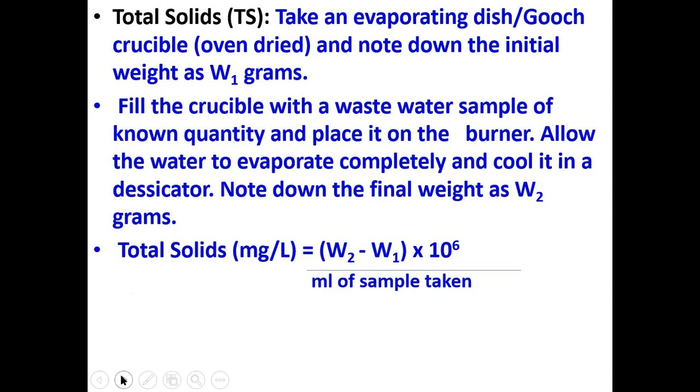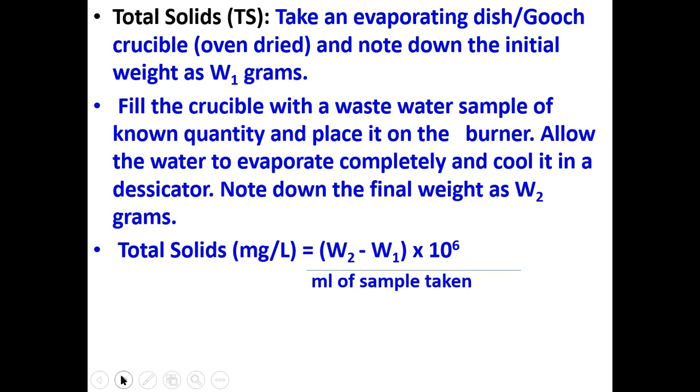This is the empty weight of the Gooch crucible or empty weight of the evaporating dish. You have to oven dry it to remove any water or moisture associated with it, and then take the weight as W1 gram on a weighing balance after cooling it down. So oven dry, cool it to room temperature, and measure it as W1 gram. Next step is to fill the crucible with the wastewater sample of known quantity.